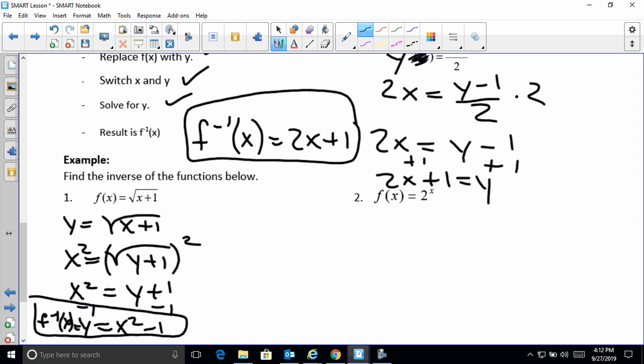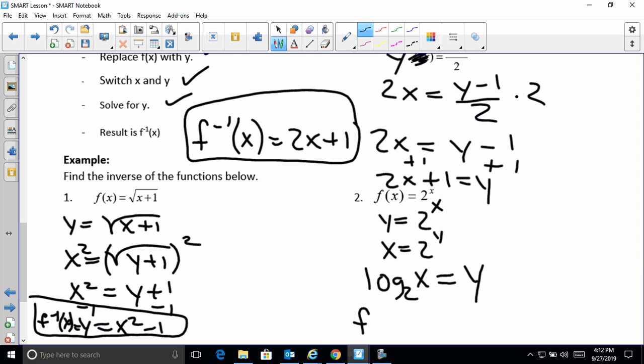Next one, exponentially. You'll be able to do this with all of them. So y is equal to 2 to the x. Flip the x and y. So x is equal to 2 to the y power. Well, knowing our laws of logs, that means that y is equal to the log base 2 of x. So that is our inverse. The inverse of our function is log base 2 of x.